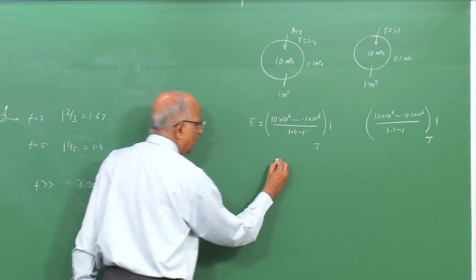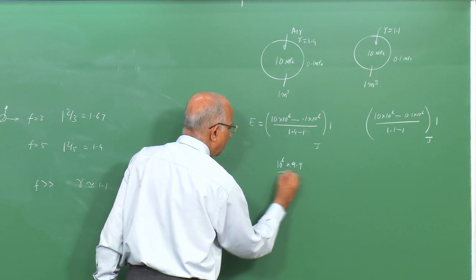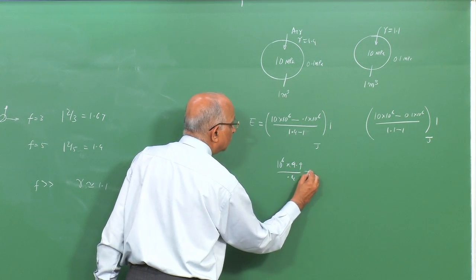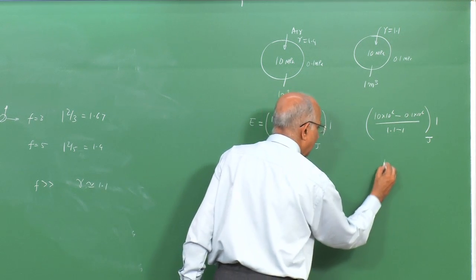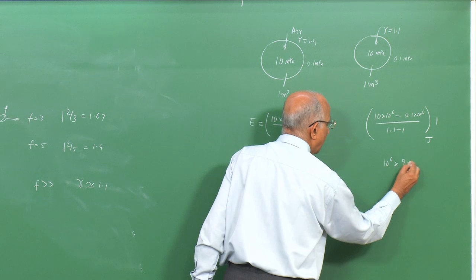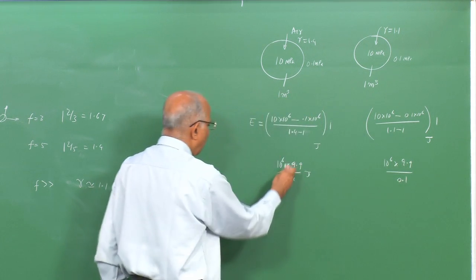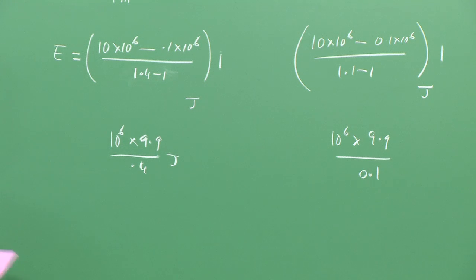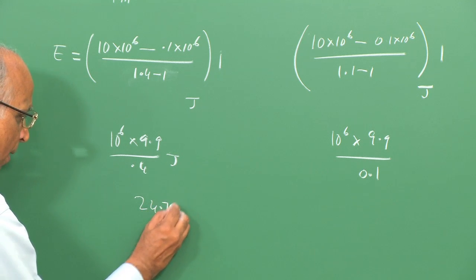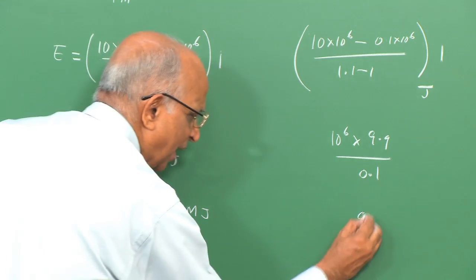Therefore, in this case, I take 10 to the power 6 outside. 10 minus 0.1 is 9.9 divided by 0.4 joules, and in the other case I have again 10 to the power 6 into 9.9 divided by 0.1. If I solve for this, I get a value of the energy release being something like 24.75 into 10 to the power 6. I can call it megajoules. In the other case, it's 99 megajoules.